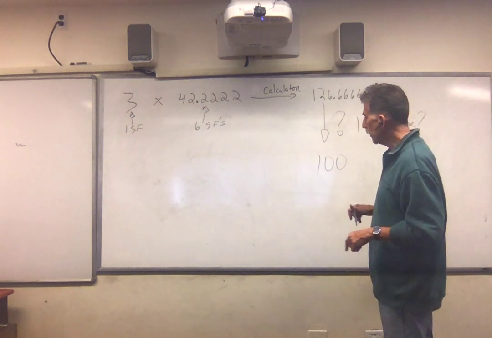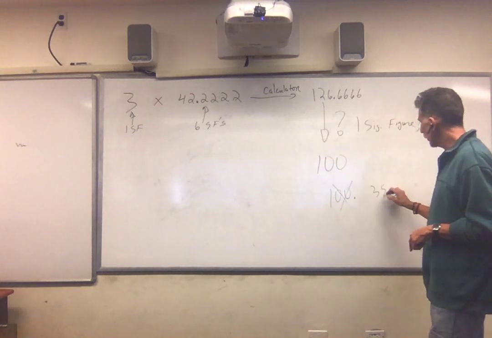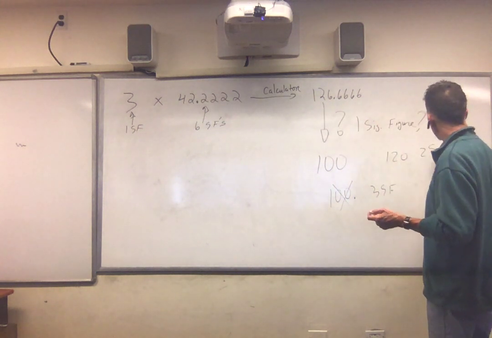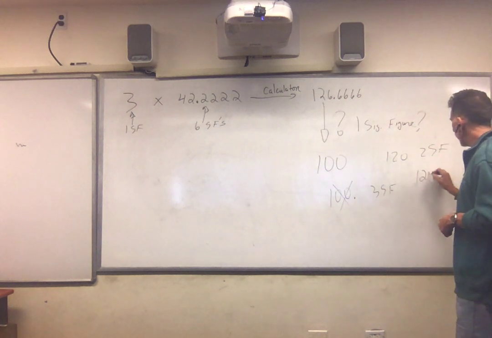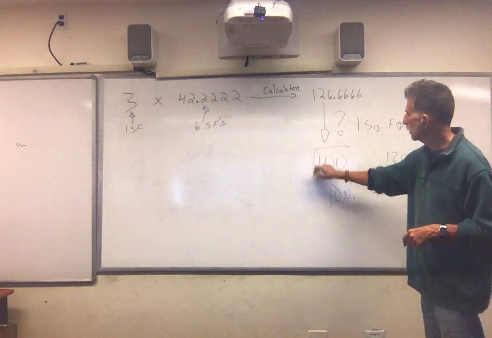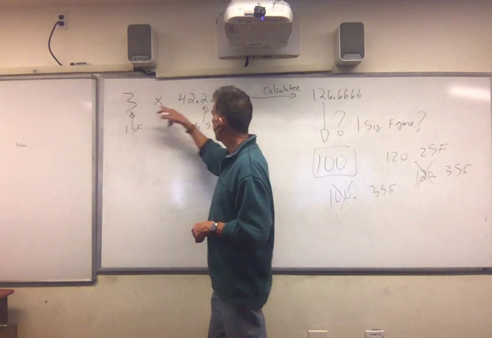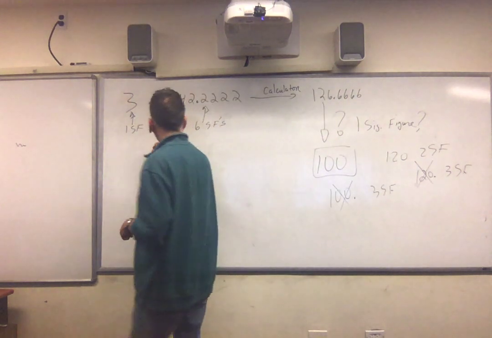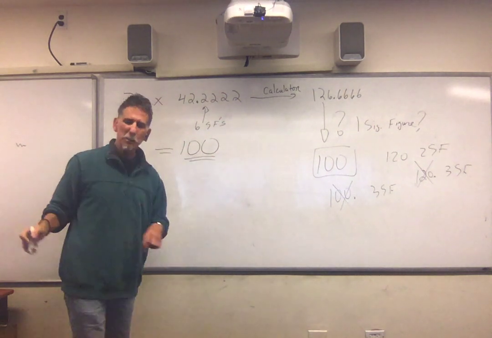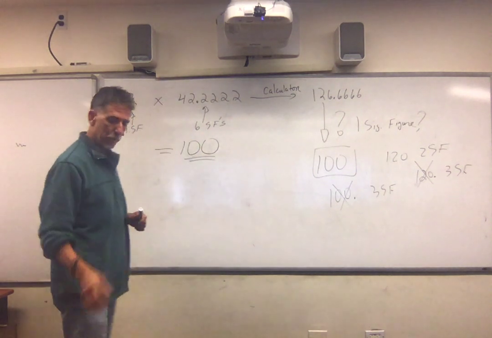100 has 1 significant figure. What about 100 with a decimal? No. 3 significant figures. What about 120? No! 2 significant figures. What about 120 with a decimal place? No! 3 significant figures. So the answer is 3 times 42.2222, 1 significant figure, 6 significant figures. The answer to 1 significant figure is 100. Doesn't make sense, does it? But that's the answer. Let's play some more.